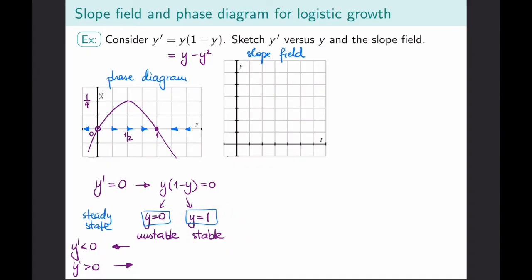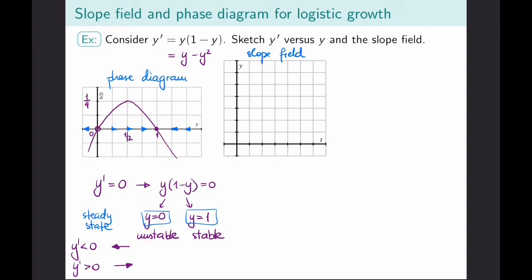So let's just review the process. I'm going to draw the differential equation on the phase diagram with y corresponding to the horizontal axis. I will set the derivative to be 0 to find the equilibria, but I then have to draw the phase diagram and the arrows to determine the stability of said equilibria.